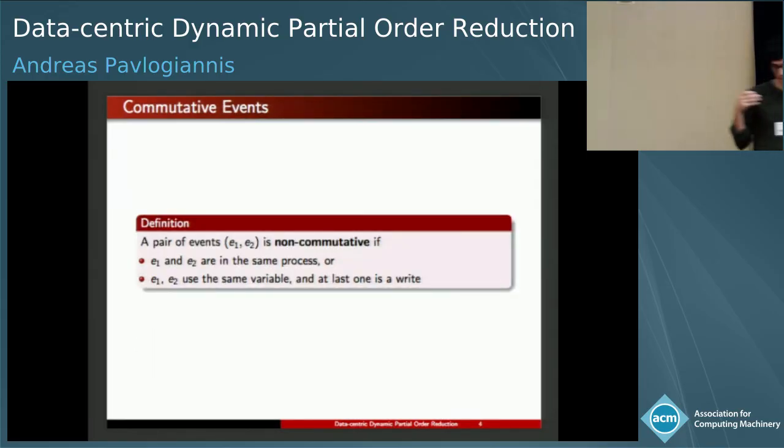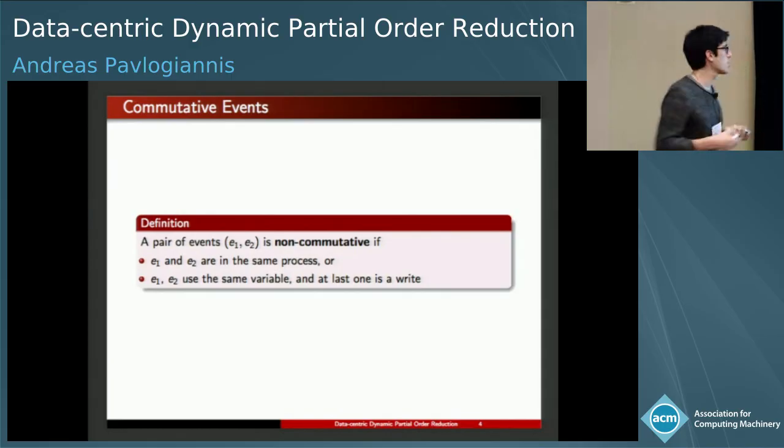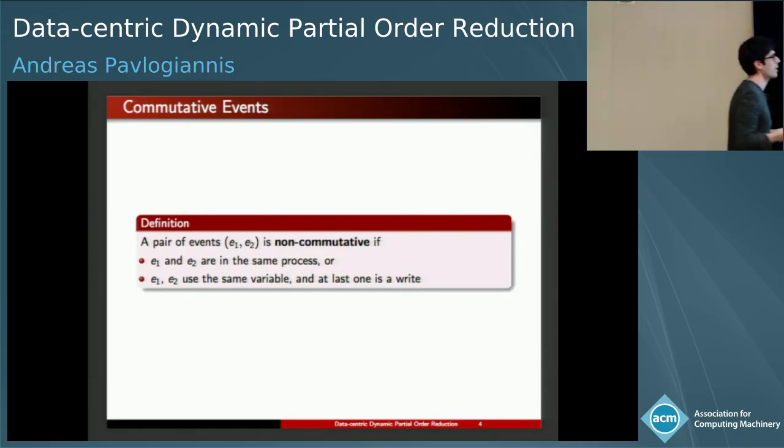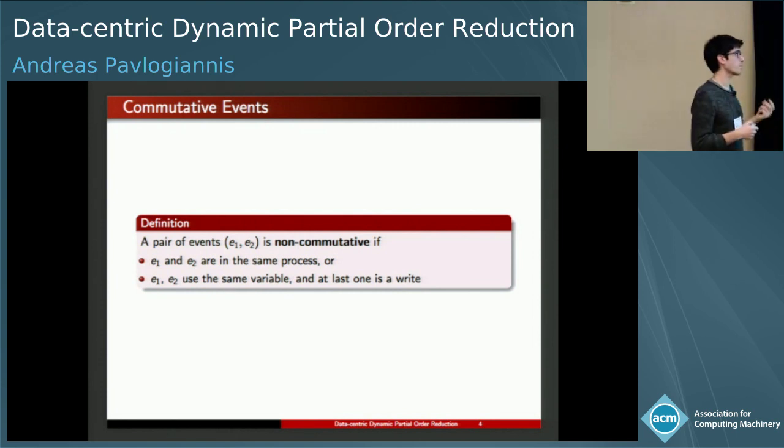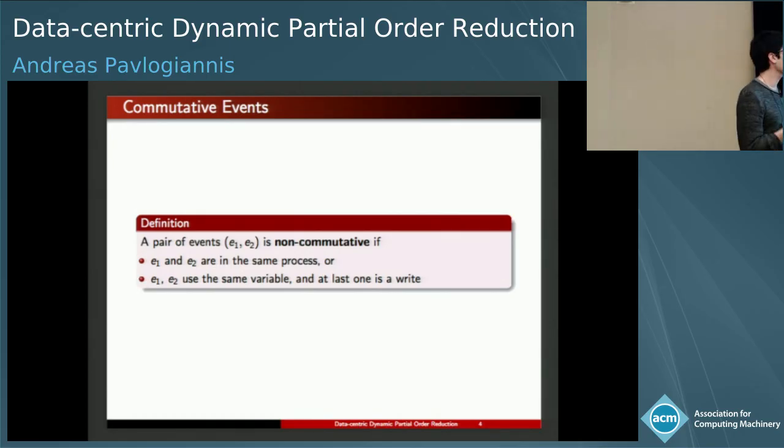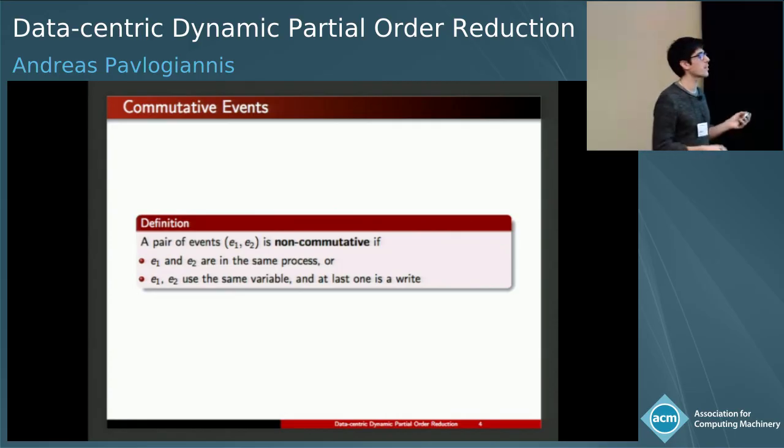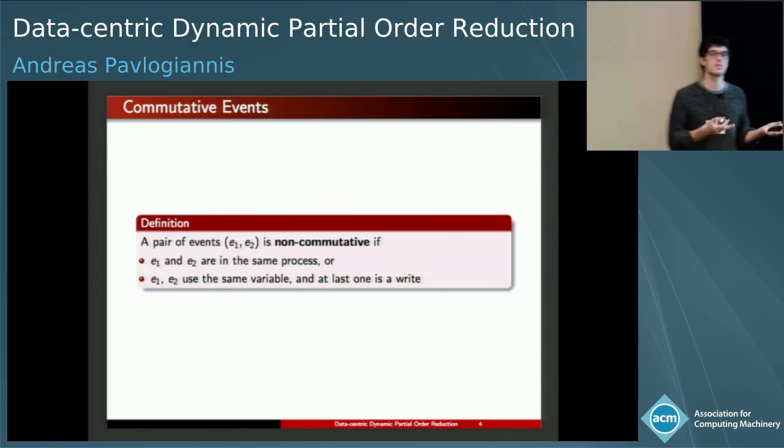Partial order reduction relies on the notion of commutativity. If you have a trace and you have a pair of events in this trace, we call such a pair non-commutative if both events belong to the same process, or they both access the same shared memory location and at least one of them writes to that location. The idea here being that if you have a trace and you find an adjacent pair of commutative events, you can swap them without affecting the execution further down the trace. So you create a new trace which is in some sense equivalent to the first one.